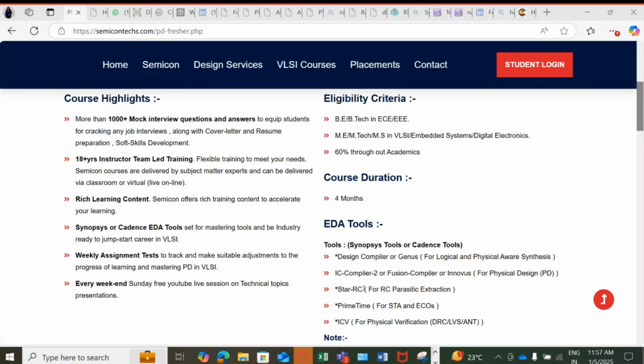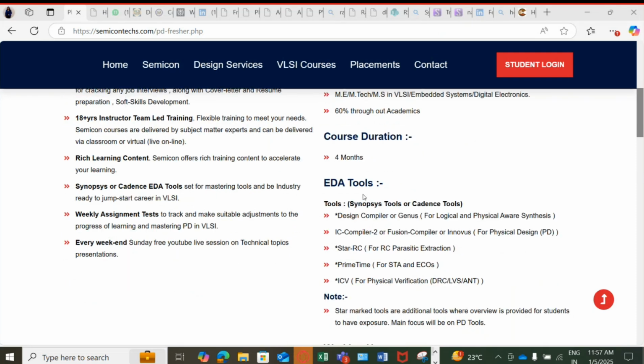Any questions on the course highlights? If not, then I will go to eligibility criteria. Of course, this again has been covered in the Semicon slides. We are looking at at least 60% throughout academics, ME, MTech in VLSI or embedded systems or digital electronics, and BE, BTech in ECE or EEE. These are relevant fields, I would say, and it should be easy to understand the VLSI syllabus as well. Course duration is a complete 4 months.